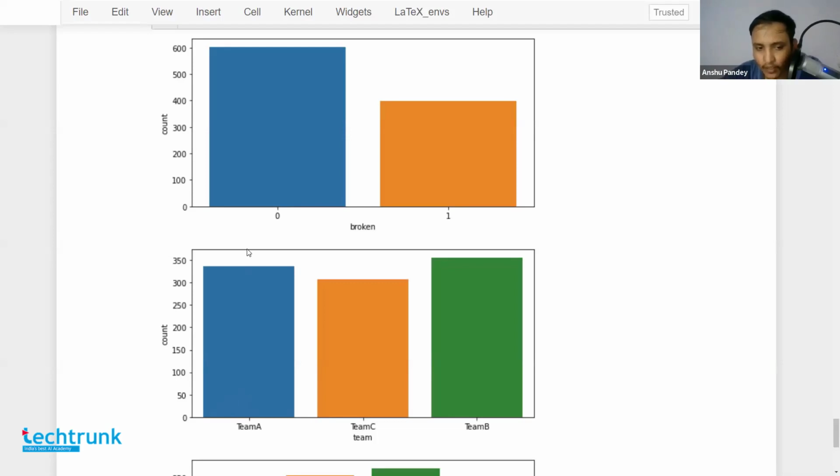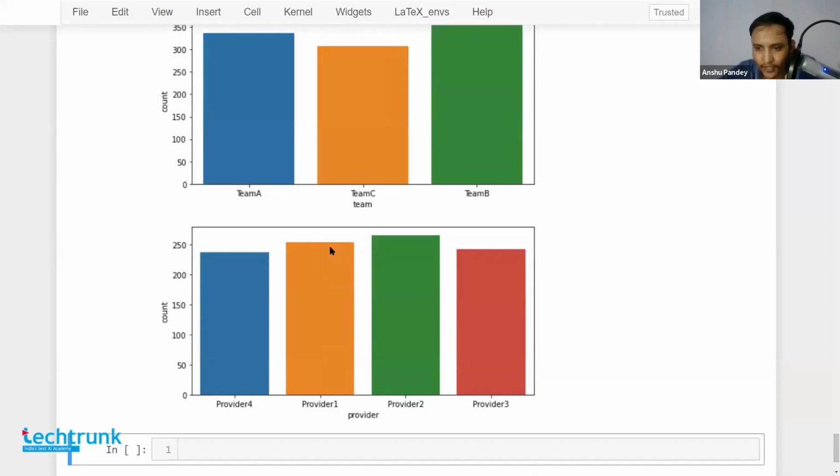As you can see, somewhere around 330 machines are handled by team A, close to 300 are handled by team C, and close to 350 are handled by team B. So team C handles a little fewer machines, and in general all the teams are handling a uniform number of machines. Approximately they are equal. The count of machines managed by team A, B, and C are almost equal. Each team is provided almost an equal number of machines to manage.